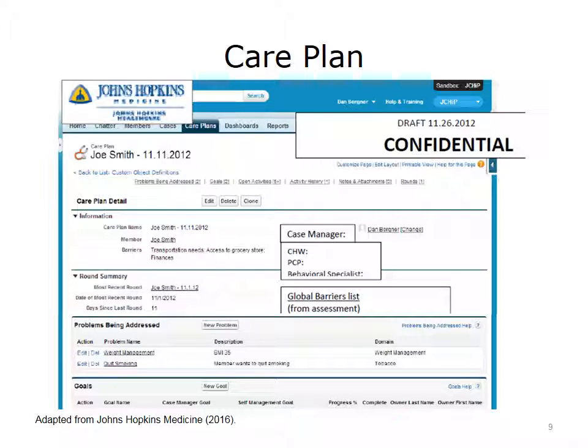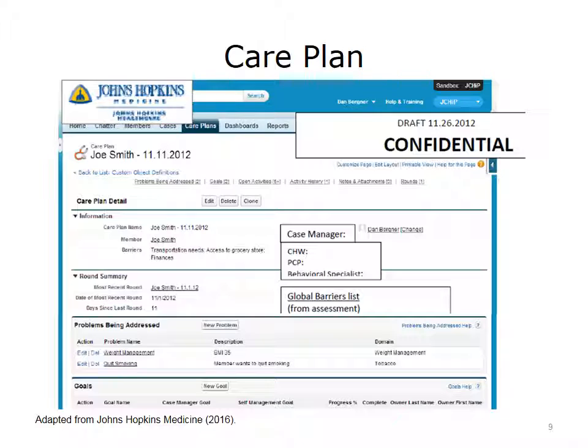This example is from Johns Hopkins Medicine. For this patient, detailed information about the patient and his demographics is included in previous pages. This page shows the details of the patient's care plan, such as the names of the case manager, the community health worker, and the primary care physician, details typically identified as part of an overall care plan. Also, here is what we described on the previous slide, the most recent rounding summary.